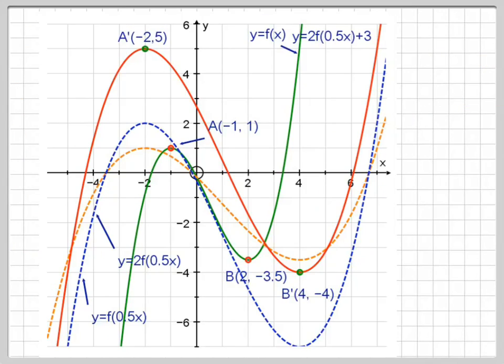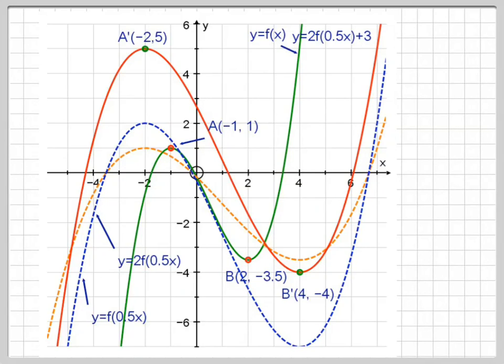So if we were to do it with Autograph, obviously you get a much better looking graph. Here is the original graph. Okay, the orange one is y is equal to f of 0.5x, so notice at this point here that distance is double that distance, and the same here, this distance here is double that distance.